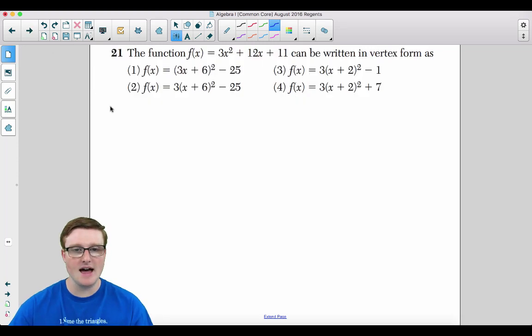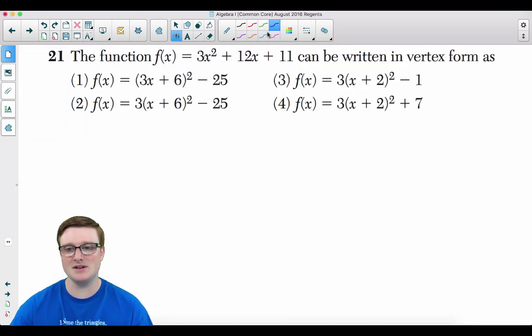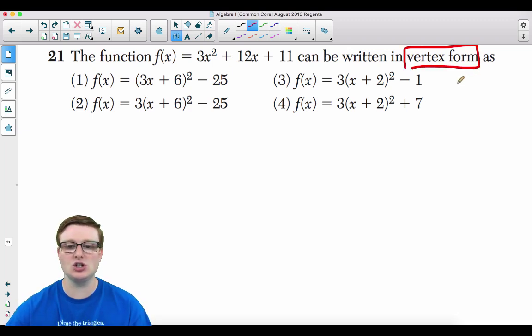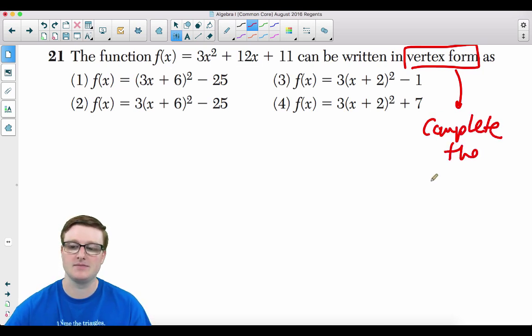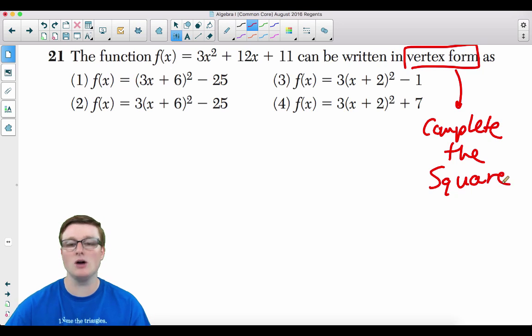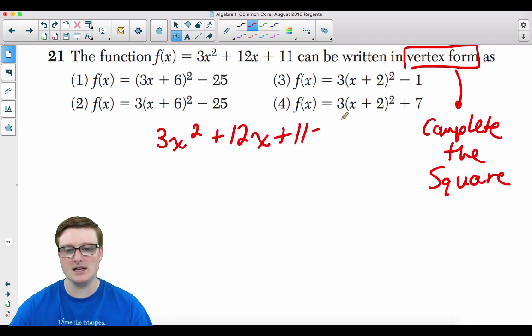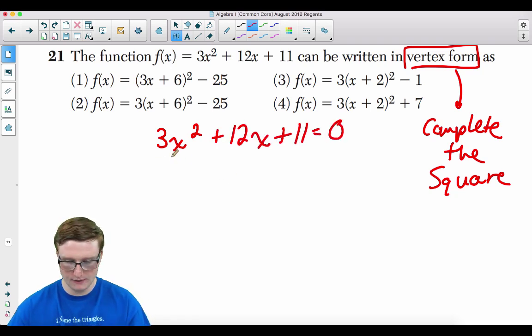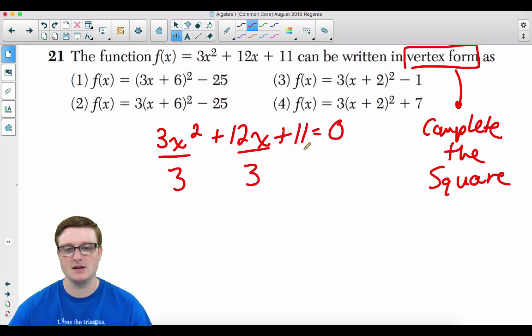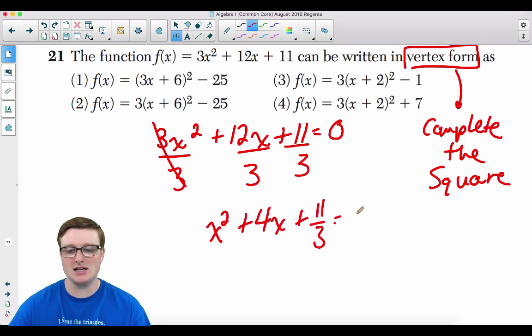Number 21, the function f of x equals 3x squared plus 12x plus 11 can be written in vertex form as what? The minute you see vertex form, you got to think to yourself, completing the square. There's no other way to convert this into the vertex form without completing the square. So in order to begin the process, this is 3x squared plus 12x plus 11 equals 0. We are going to divide by the number 3 because we need this number to be 1. Okay? So we get x squared plus 4x plus 11 thirds equals 0.